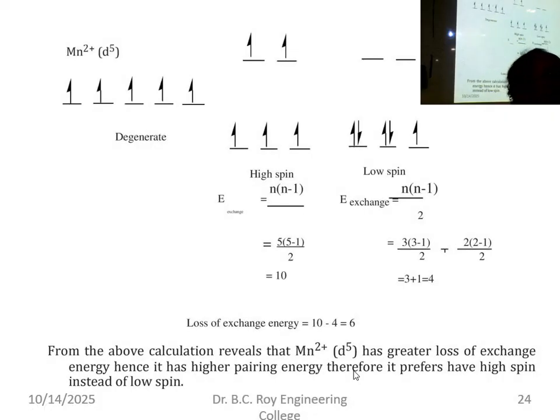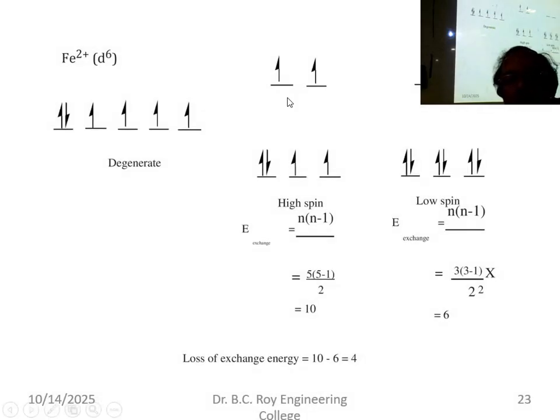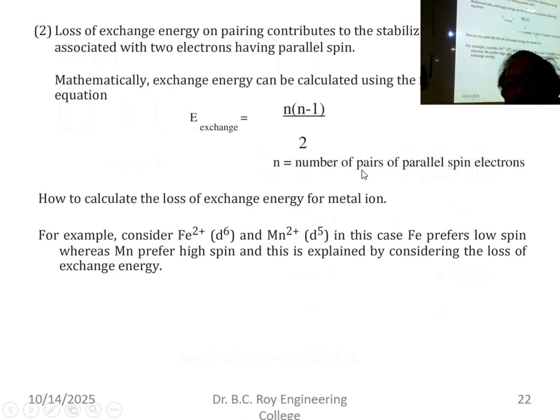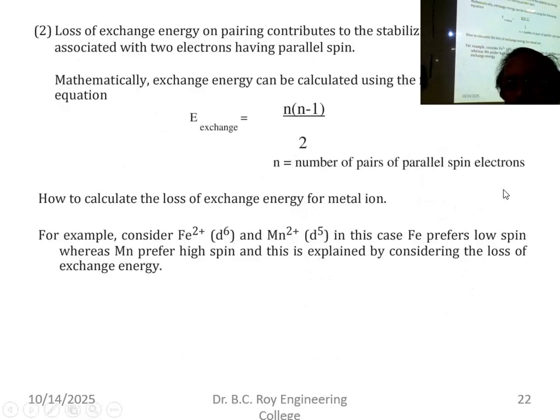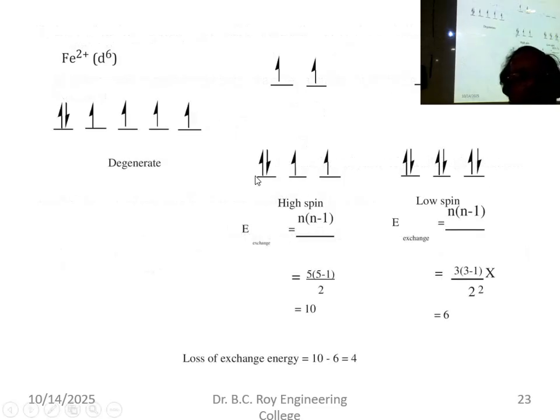But sir, in high spin, how is it 5? See the definition of n: the number of parallel spin electrons, not paired. Actually the parallel spin electrons are 5, because you see plus half, plus up, plus up, plus up, plus up, 5. One is minus half, ignore that. They are parallel, no? 1, 2, 3, 4, 5. All of these are parallel spin.